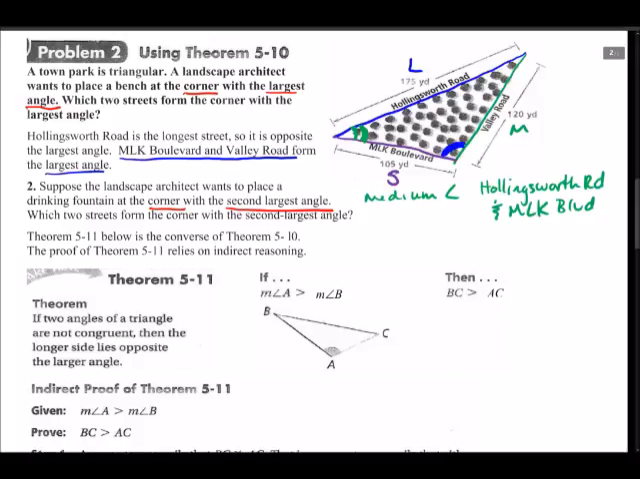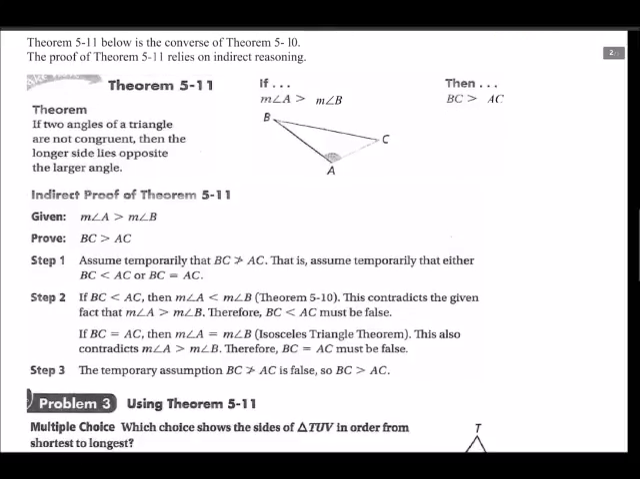So that was fun. Now our next theorem is just the converse of the theorem we just had. So what did the theorem we just had say? It said that the largest angle is opposite the longest side. So let's look at what this one says. If two angles are not congruent, so again, not isosceles, not equilateral, this is another scalene triangle, then the longer side is opposite the larger angle. This is just the converse of what we just did.